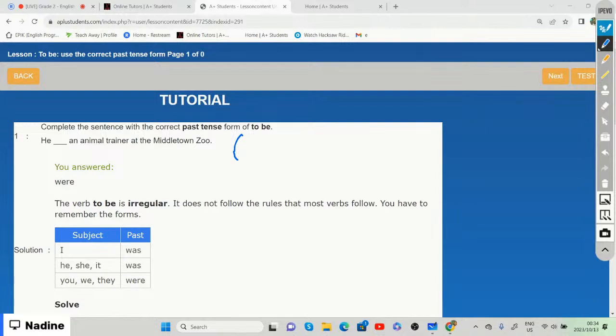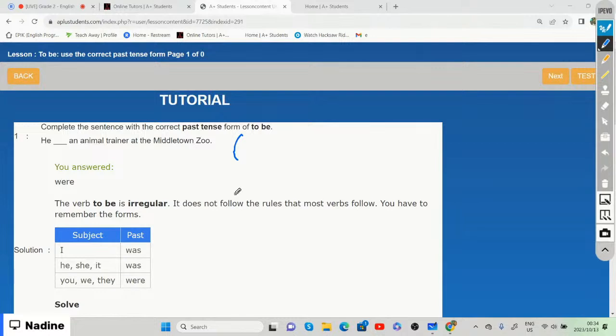In the previous lesson, we did it in the present tense form, and we either had to choose between I am, he, she, or it is, we, they, or you are. But now we are completing a sentence with the correct past tense form of to be, right? And we did say that the verb to be is irregular and does not follow the rules that most verbs do follow. You're just going to have to remember the forms. So we're either going to choose between was or were.